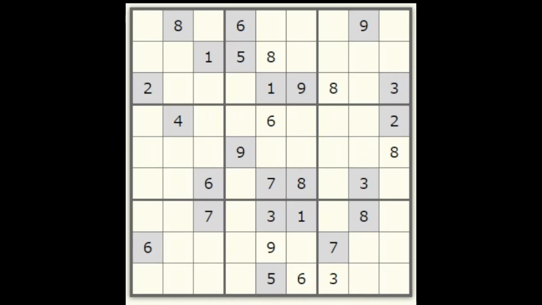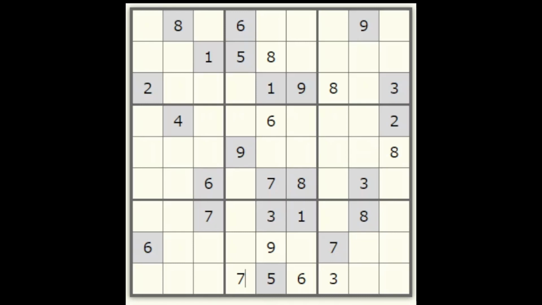We can find an easy 7 for this row 9, can't we? Because none of these 5 cells can contain a 7 because of the 7 here. And these 2 cells can't contain a 7 because of this 7. And that leaves only this cell for a 7, doesn't it?